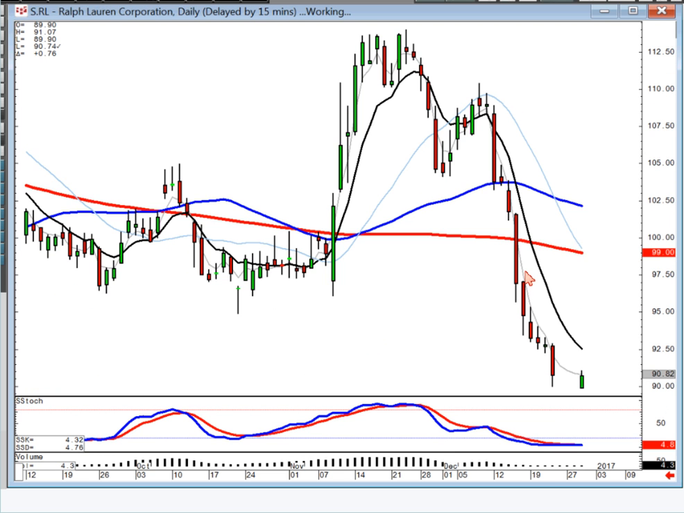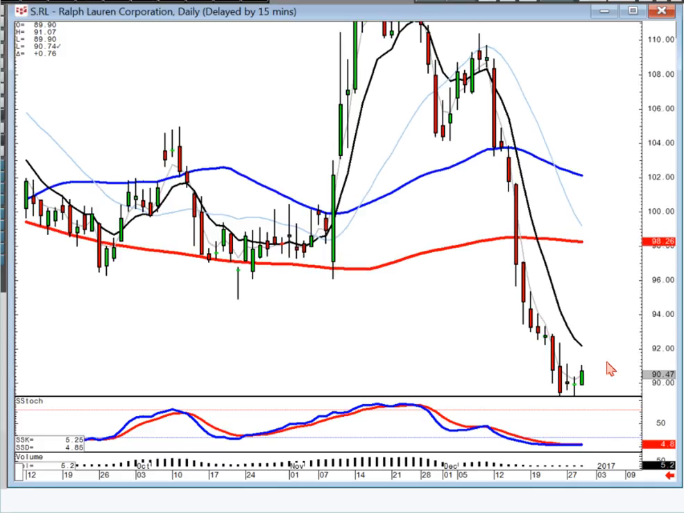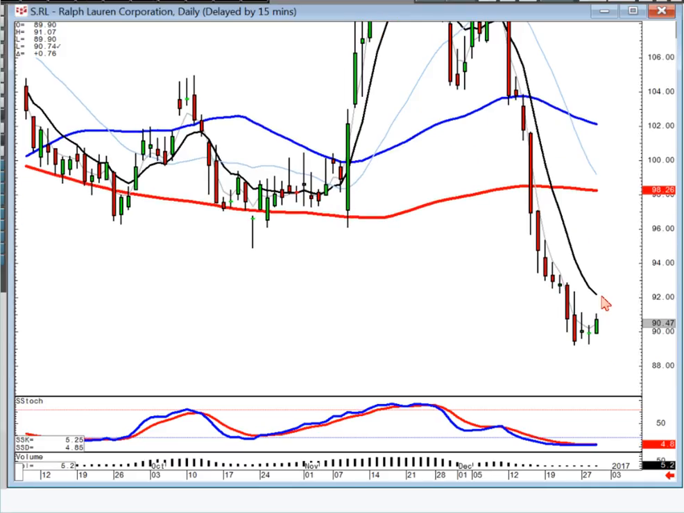Ralph Lauren, that is the same scenario. If I had been short, I would have covered it when it came up through the doji of yesterday. More than likely, they're going to bounce it up to the T-line. If they do and fail, you can always re-short it.